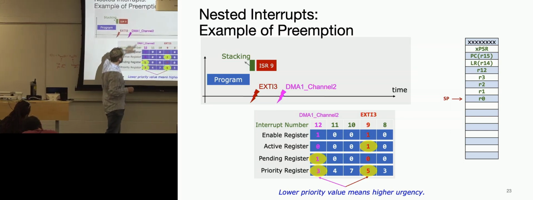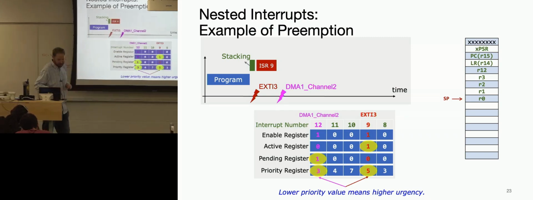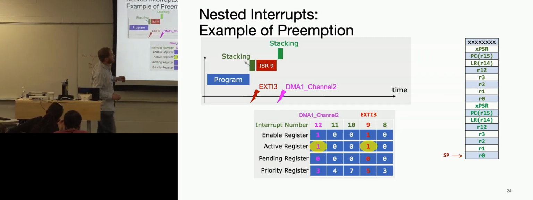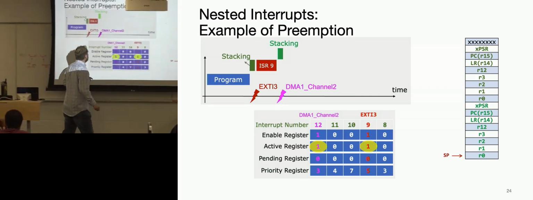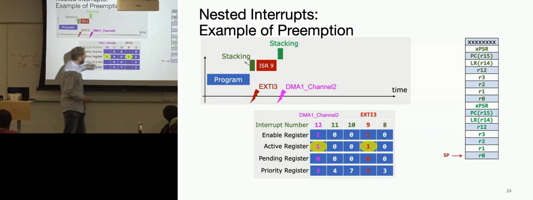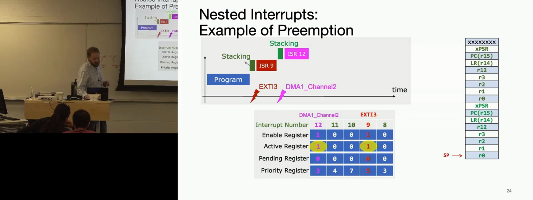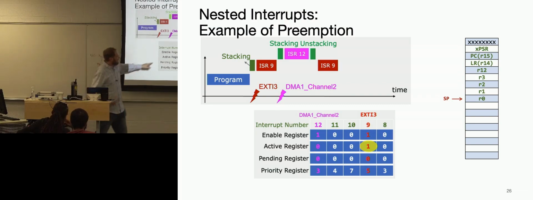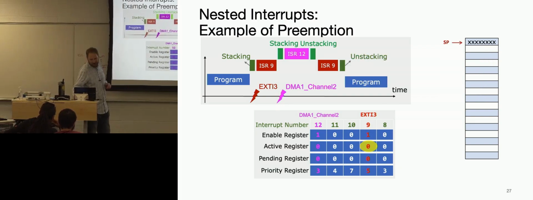Anyway, let's just say that goes off. Now, what was the priority? In this example, this is 5 and this is 3, so 3 is more important, and you're going to interrupt your interrupt. You're going to do stacking. Here's the original program, and here is the state of ISR 9 put on there. Now they're both active. You're going to execute ISR 12, and when you're done, you unstack that and go back to 9. It becomes inactive, nothing is pending, and then you unstack the original program.